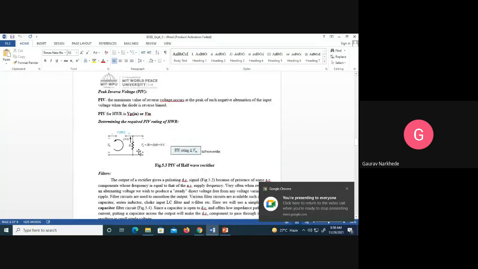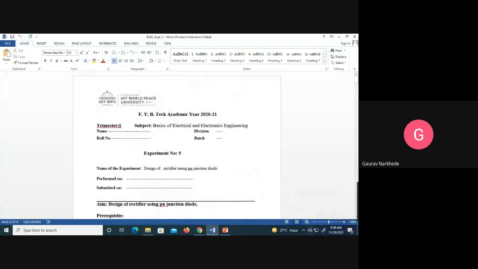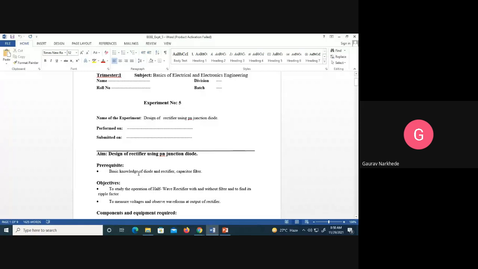Our today's experiment is experiment number 5, that is design of rectifier using PN junction diode, right? So which rectifier we will be studying here is your half wave rectifier. We have the basic knowledge of diode and rectifier as well as capacitor filter, which we have covered in the lecture.